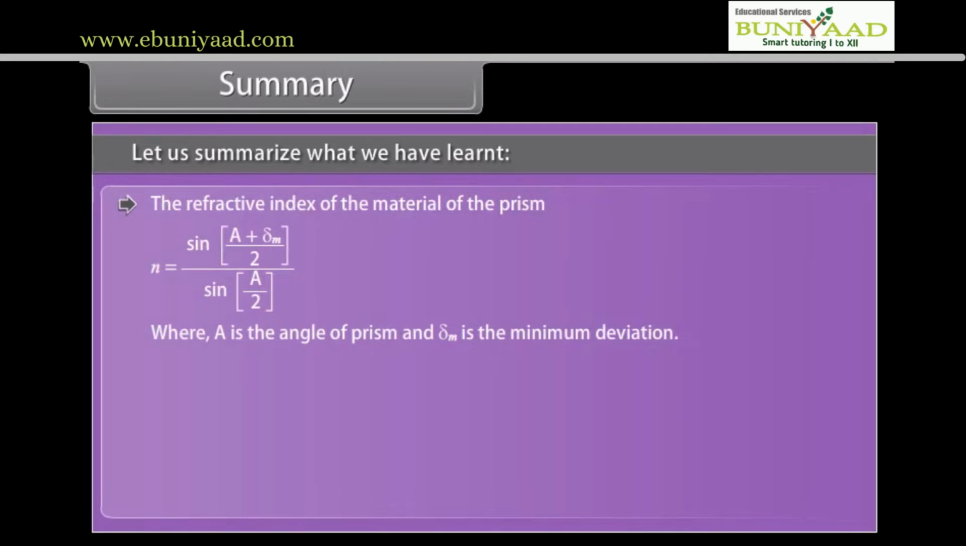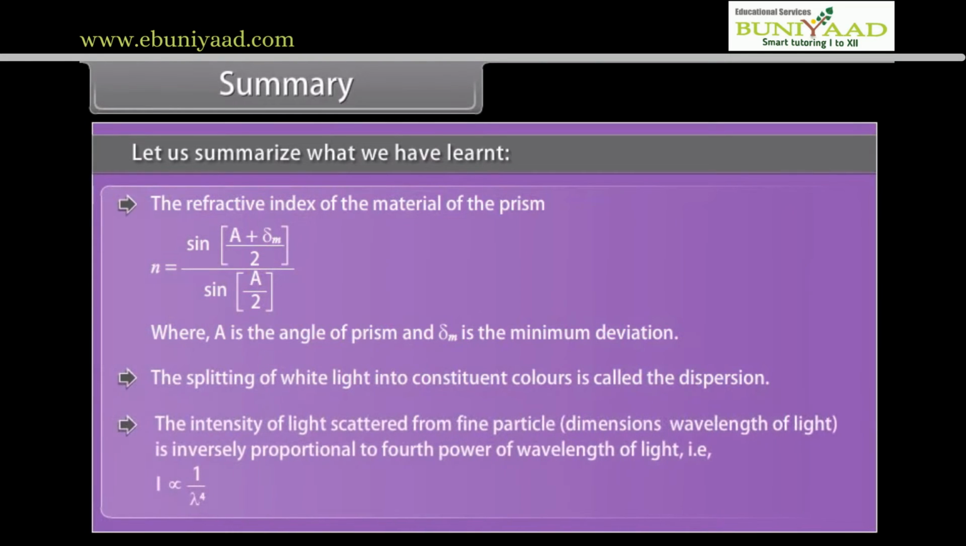The refractive index of the material of the prism, n is equal to sine of (A plus delta m) by 2 divided by sine of A by 2, where A is the angle of prism and delta m is the minimum deviation. The splitting of white light into constituent colors is called the dispersion. The intensity of light scattered from fine particles, dimensions smaller than wavelength of light, is inversely proportional to fourth power of wavelength of light, that is, I is directly proportional to 1 upon lambda raised to the power 4.